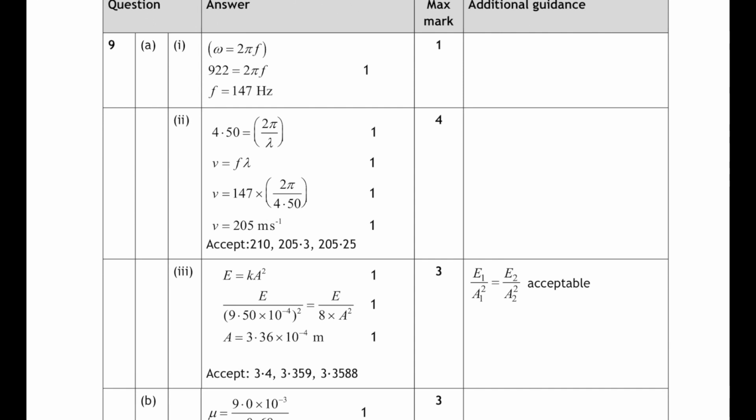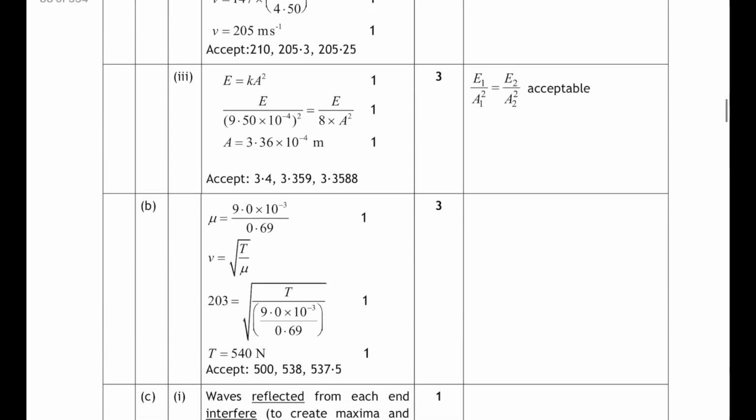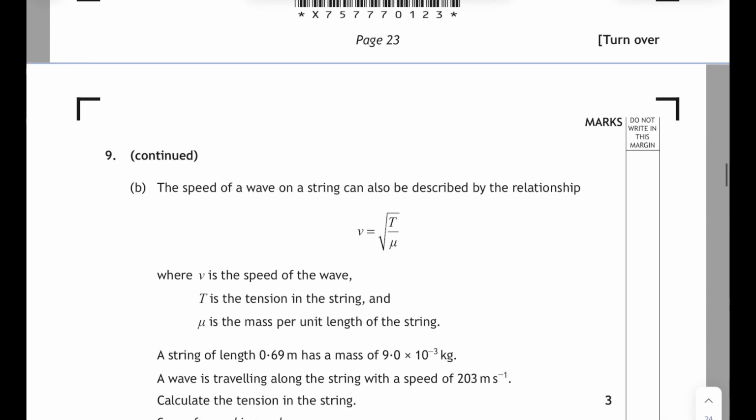There's 9A part 3 in the marking instructions. 1 mark for the relationship, 1 mark for the substitution into the ratios, and 1 mark for the final answer with the correct units. Okay, still in question 9, this time part B.